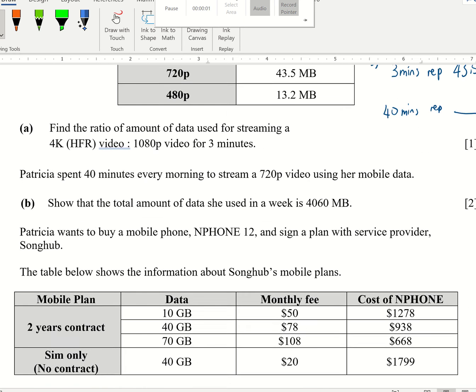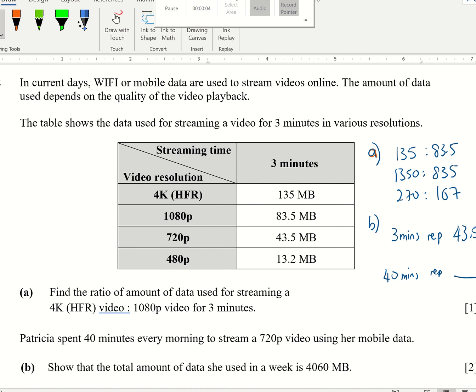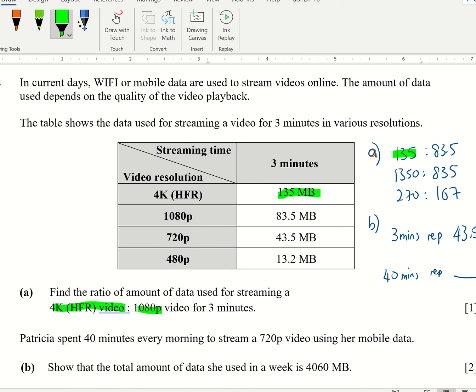Alright, let's look at question 12. Now for question 12, part A, they want to compare the amount of data for 4K video, which is 135 meg, and 1080 video, which is 83.5 meg, right? So having these two numbers, if I want to reduce to the lowest term, I want to remove the decimal point. So I remove the decimal point, I multiply by 10 on both sides, and then I divide by 5 on both sides. So this is the answer.